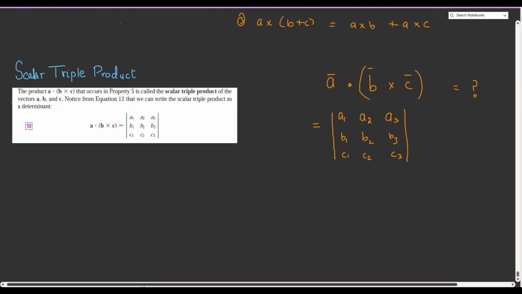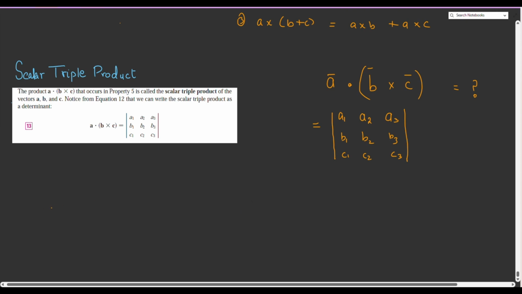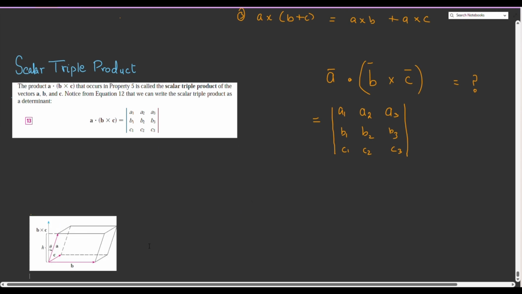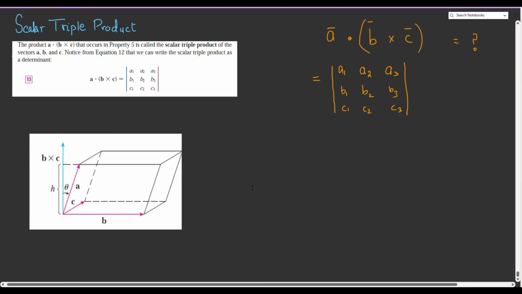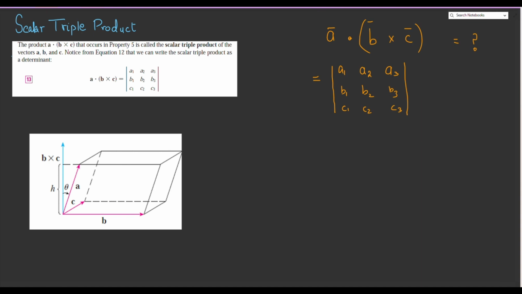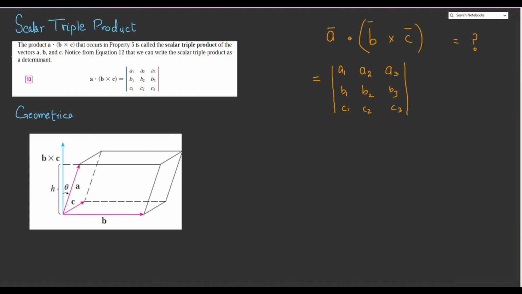And the next thing is, what is the physical or the geometrical interpretation of this thing? If you imagine this thing, geometrically it will give you the volume of this parallelopiped. So this is the geometrical interpretation of the scalar triple product.